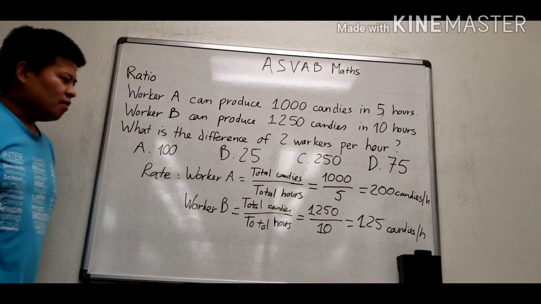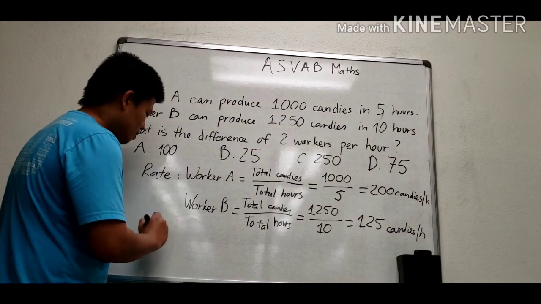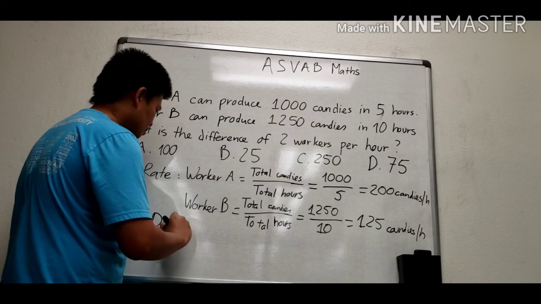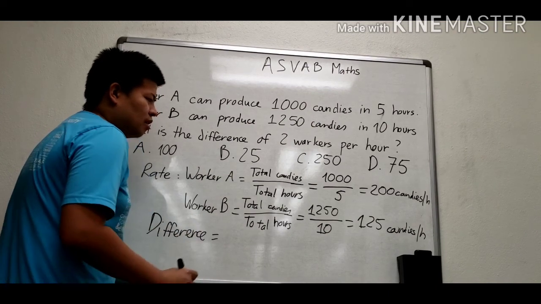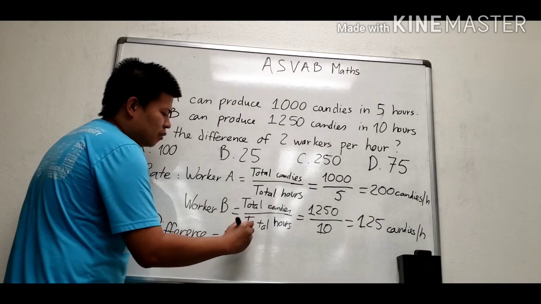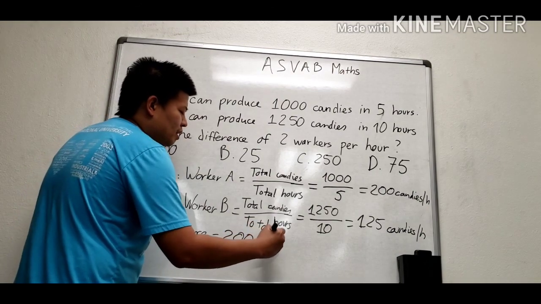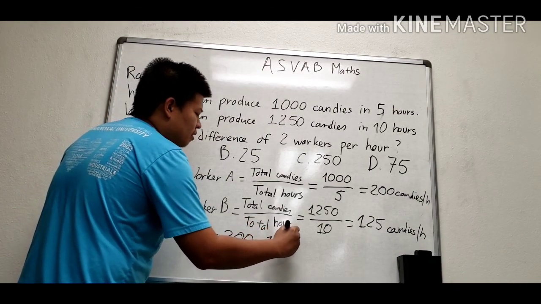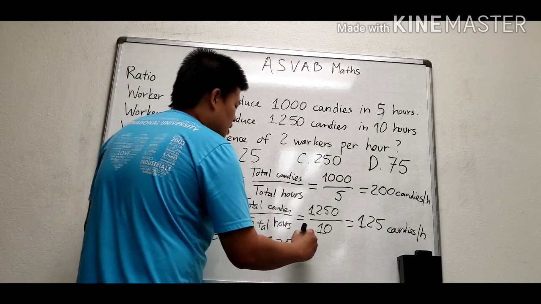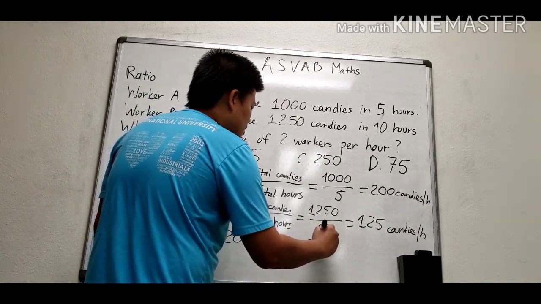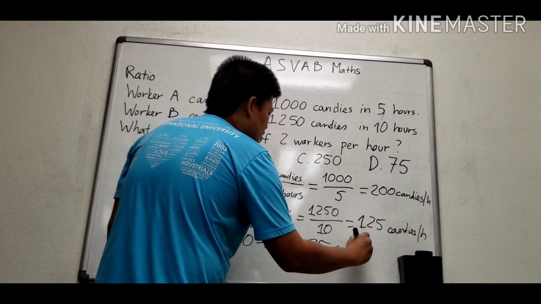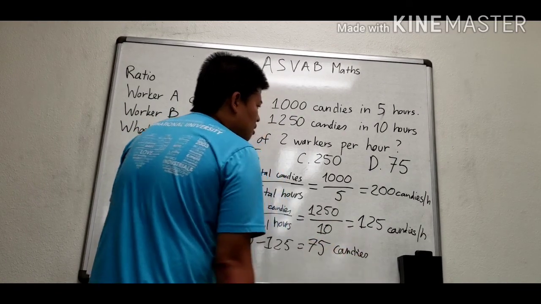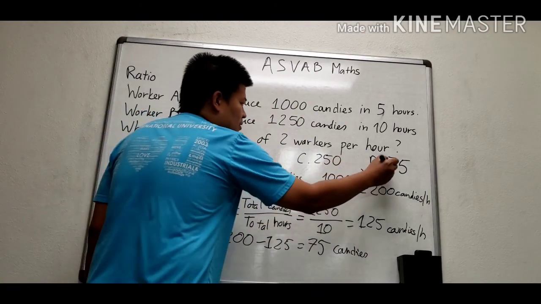So after we calculate everything, we find the difference. 200 minus 125 is 75 candies. So the answer here is D.